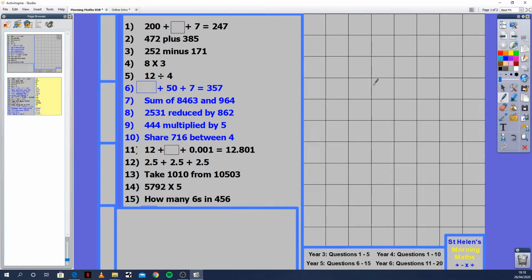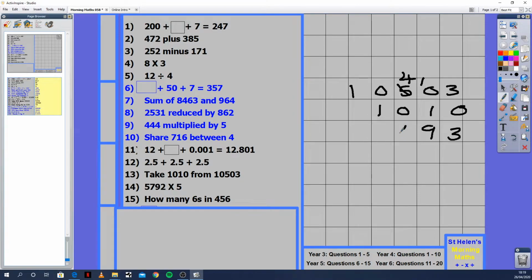You've got to take that away from 10,503. Now, when you're doing subtraction, you have to have the larger number at the top. I always have the larger number at the top, just in case, but with subtraction you definitely need to make sure that is the case, unless you're going into negative numbers or something like that. 1,010. And then we're going to do our calculation. 3 minus 0 is 3. 0 take away 1: you can't take 1 away from nothing, so you need to say 10 minus 1, which is 9.